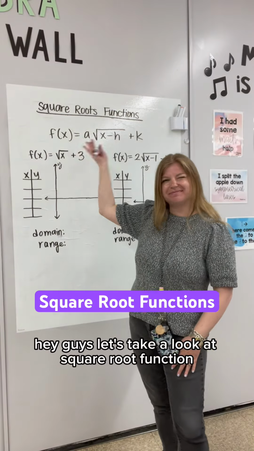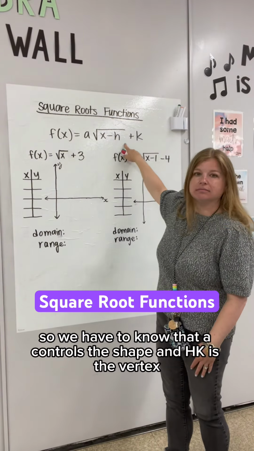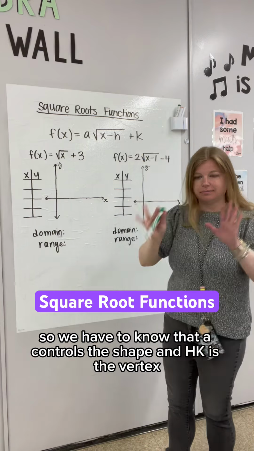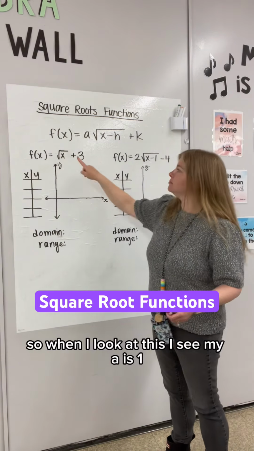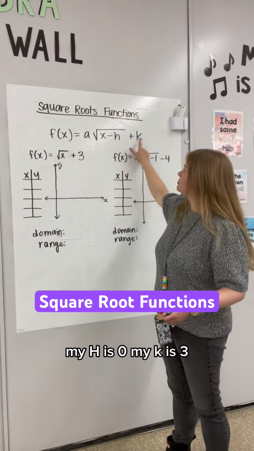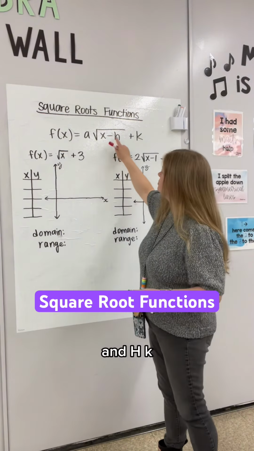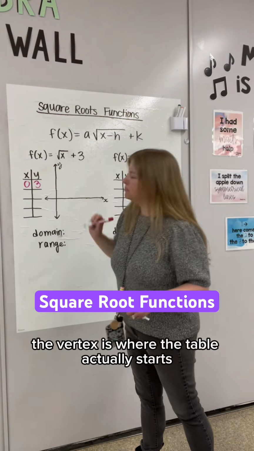Hey guys, let's take a look at square root functions. So we have to know that a controls the shape and (h, k) is the vertex. So when I look at this, I see my a is 1, my h is 0, my k is 3. And (h, k), the vertex, is where the table actually starts.